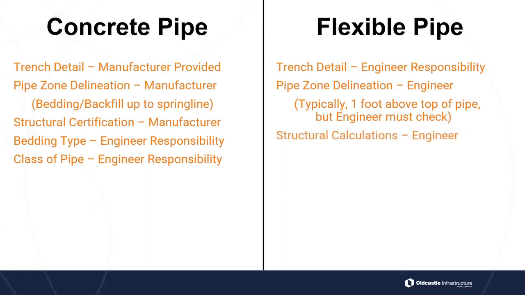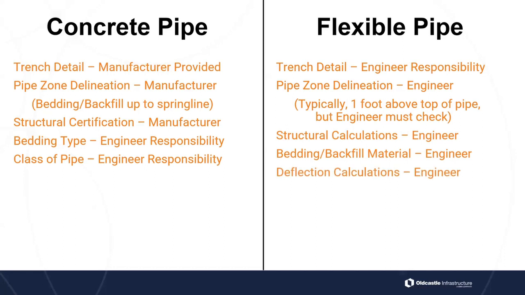Okay. The engineer is going to need to do a series of structural calculations that we'll talk about in a moment on what those are. And then the bedding and backfill material will also need to be specified and called out by the engineer to show what type of material they need to use and what the compaction requirements are to build that structural envelope. And then lastly, the engineer is also going to need to do some deflection calculations.